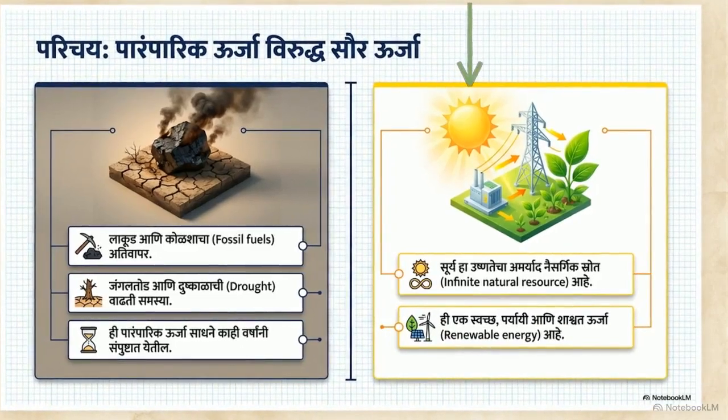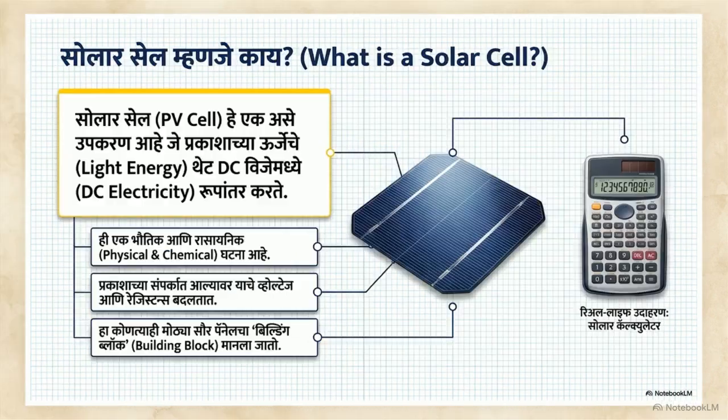On the right, we see the alternative, the sun. It is a clean, infinite natural resource that showers the Earth with more energy in 1 hour than humanity consumes in a year. This slide defines the tool we use to capture that power, the solar cell, or PV cell.